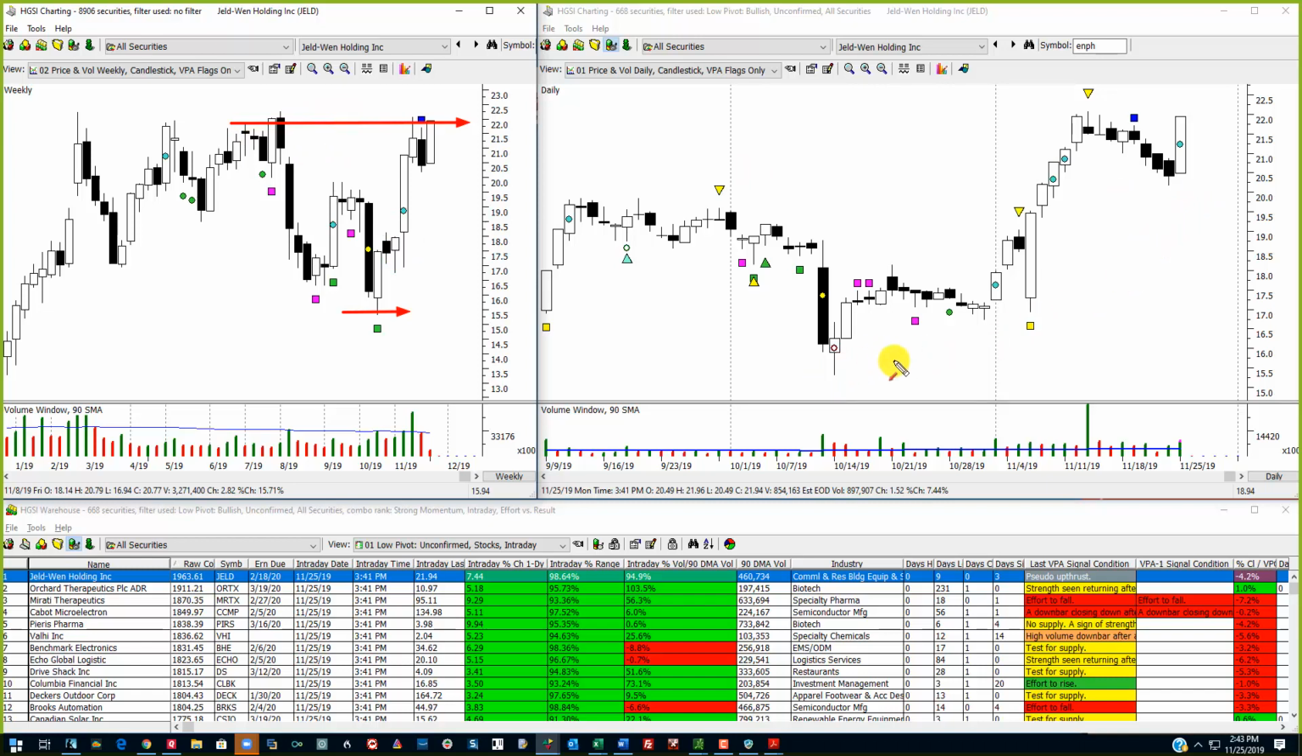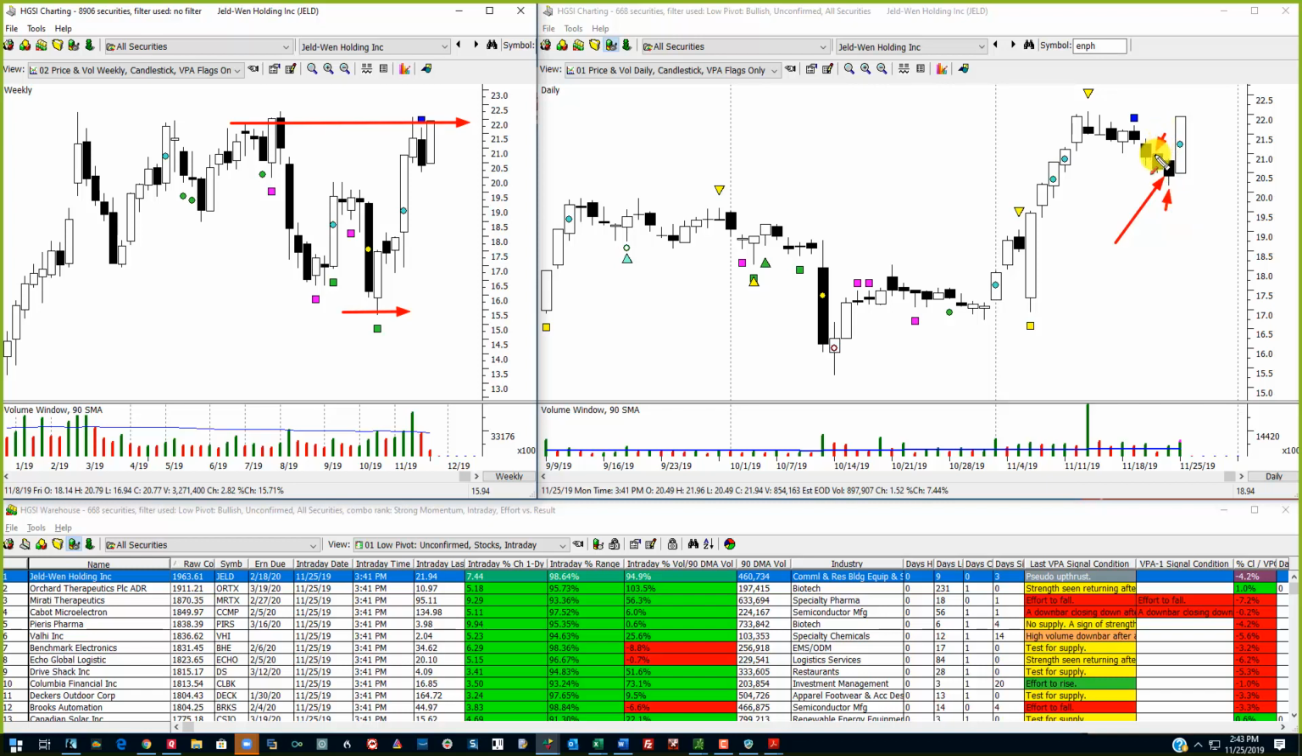Now moving over to the daily chart. What I like to look for are VPA patterns in addition to the pivots. Now here is the pivot that I screened for, right here. Here's the lower wick. This lower wick has to be 30% up the candle. In other words, it's a black candle and it has to get nearly a third of the way back up before it passes this screen.